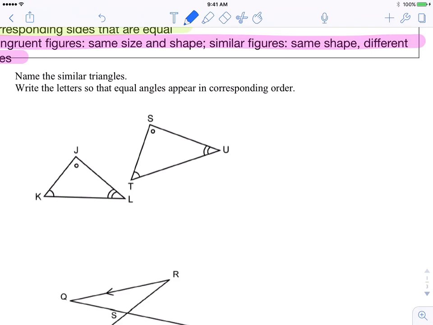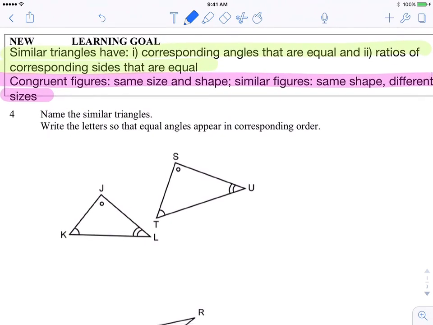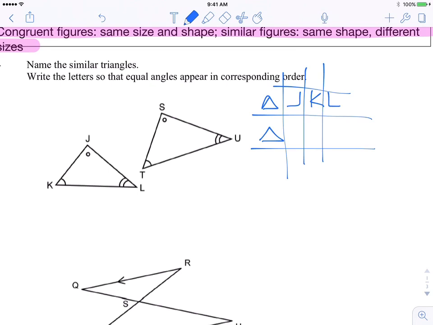So we know the triangles are similar because their angles are equal, and that tells us, as in the learning goals, that corresponding angles are equal. In this case, we have two triangles: triangle JKL, and we also have triangle STU. When we're writing these letters, there's an imaginary table here, and I want to make sure that whatever angle is congruent to angle J, I will put below.